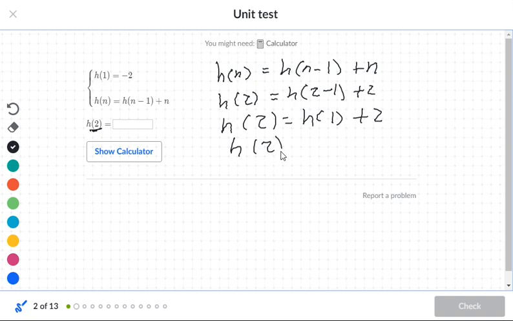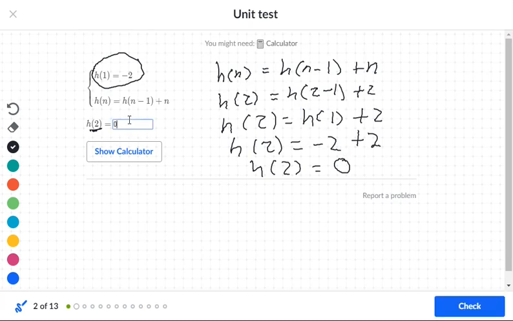Now we're going to go back and look at the formula over here on the top. This tells me what h of 1 is. H of 1 is a negative 2. To this we're going to add the positive 2. So h of 2 is equal to negative 2 plus 2, which is 0. So 0 should be our answer.